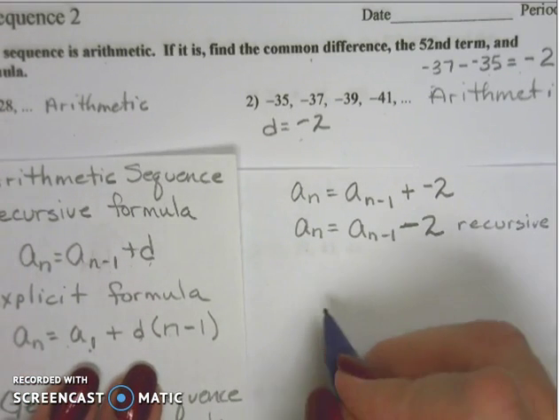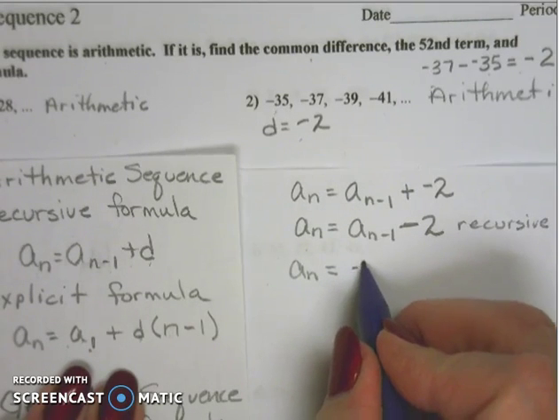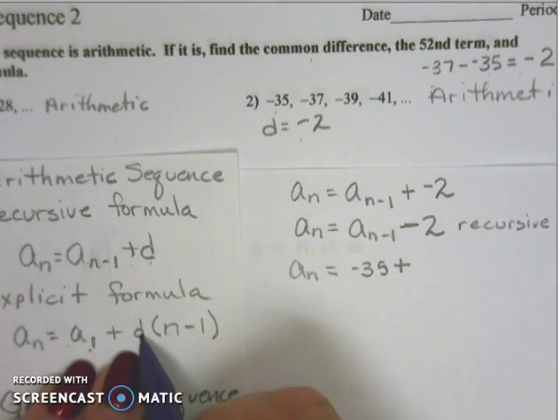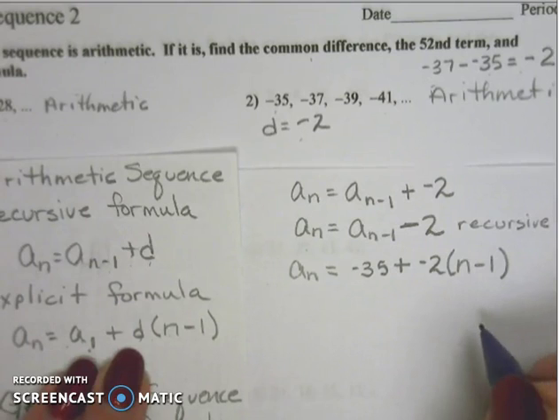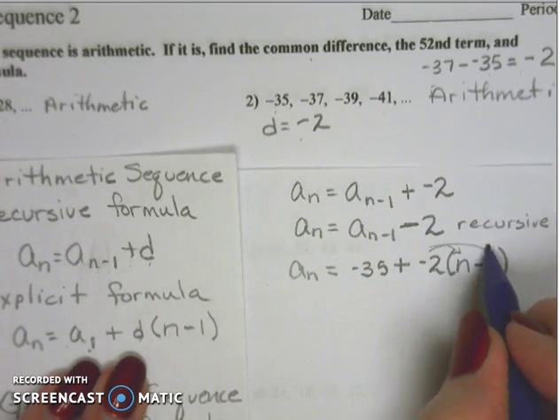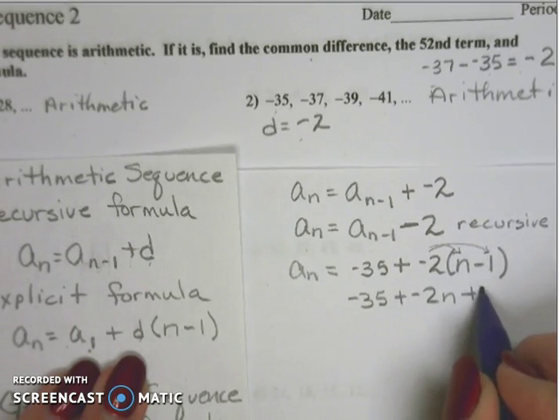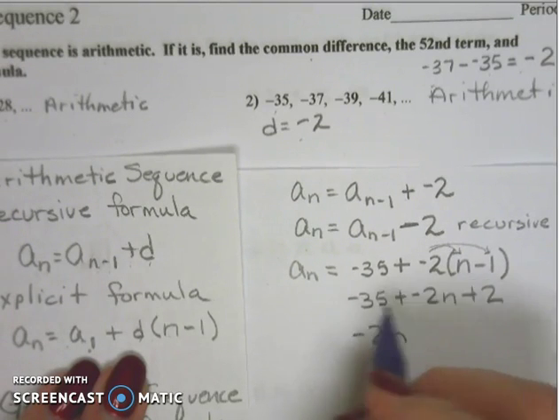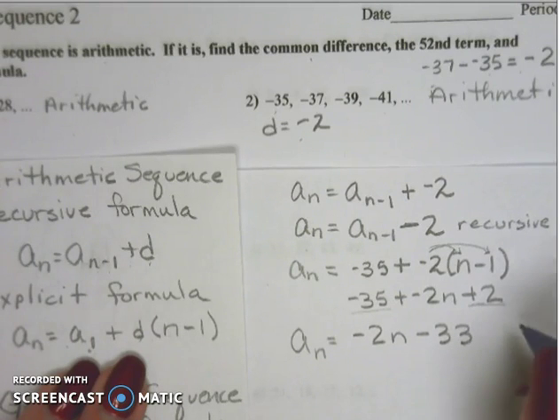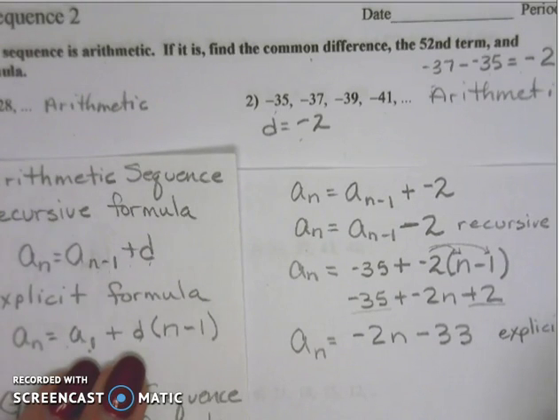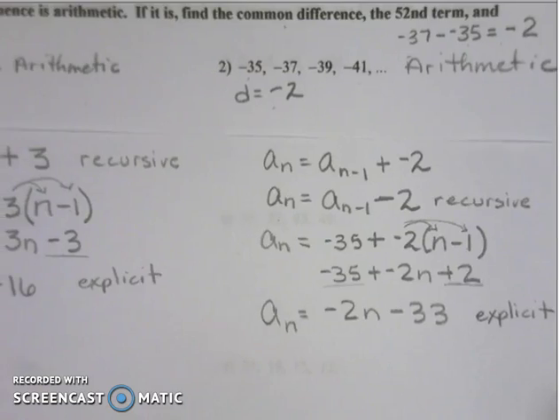Now let's do the explicit formula. A sub n equals a sub 1. What is my first term? Negative 35, plus the d. What's my difference? Negative 2, times n minus 1. Again, I would expect you to do your distributive property and simplify. Negative 35 plus negative 2n, and negative 2 times negative 1 is positive 2. Bring down my n term, and now negative 35 and positive 2 is negative 33. This is my explicit formula. Okay, cool. We have found both the recursive and explicit formulas for both of these problems.